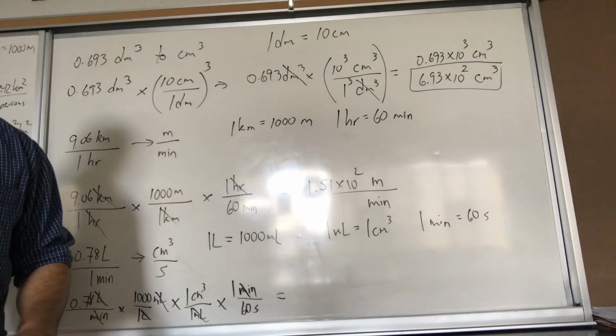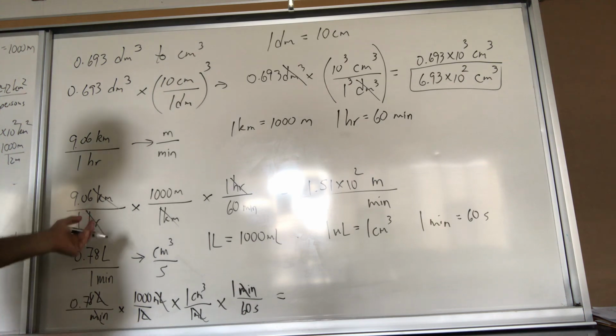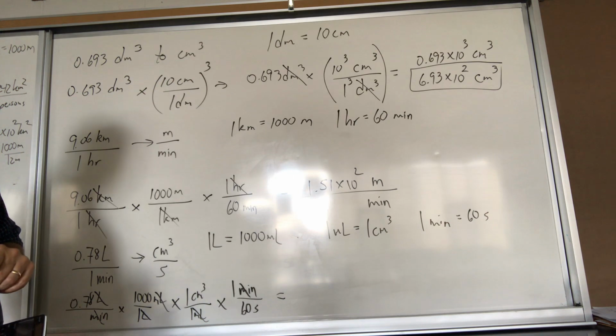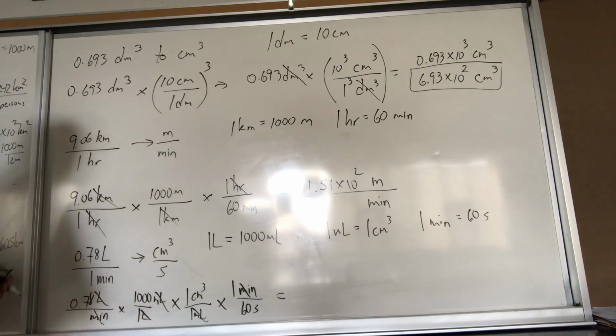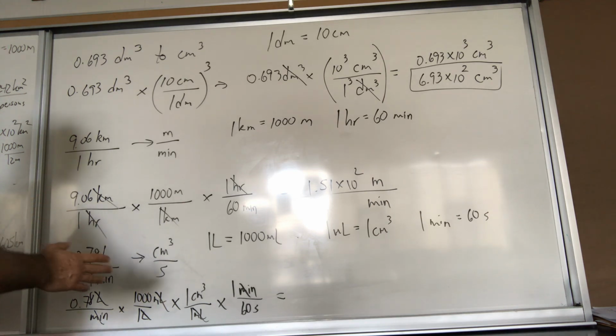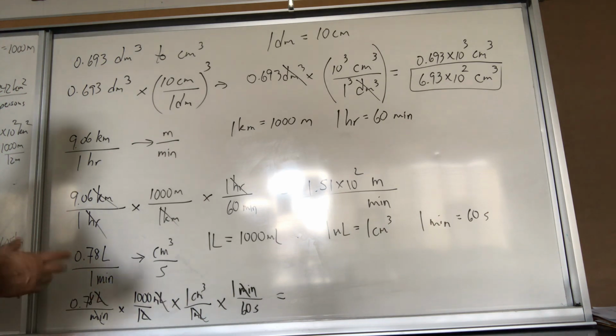So remember, I've told you before, when you're multiplying fractions, any number that appears in the numerator, you press times. Any number that appears in the denominator, you press divide on your calculator. So in your calculator, what you're going to do is 0.78 times 1,000 divided by 60. Are you going to bother saying times 1 or divide by 1? No, because it doesn't change the value. So just enter the numbers that make a difference.